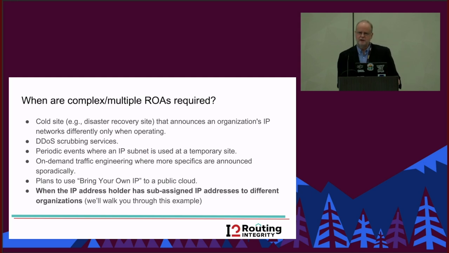And then another interesting case, and we're going to show an example of this, is when the IP address holder, and I'll give you an example, in the case of Internet2, we hold a /32 IPv6 block, and then we subassign that block to other organizations for their use. We've been doing that for probably a couple decades, and our records aren't maybe as complete as we'd like. So if we want to make ROAs for all of those, it's nice to have a tool that will help us figure out what's needed.